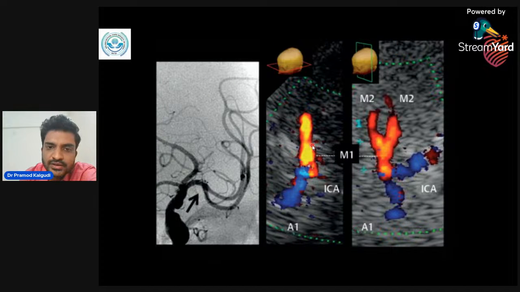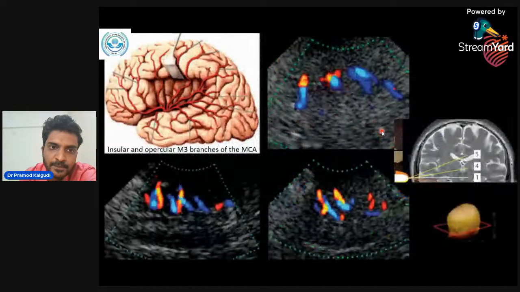Next is your branching of M1. That is, you keep an axial plane, tilt it into a coronal plane. You will see the branches of the MCA into M1 and M2 branches. This is your ICA coming in, turning into ACA and MCA. So these are the terminal branches, I would say, mostly difficult to insonate.